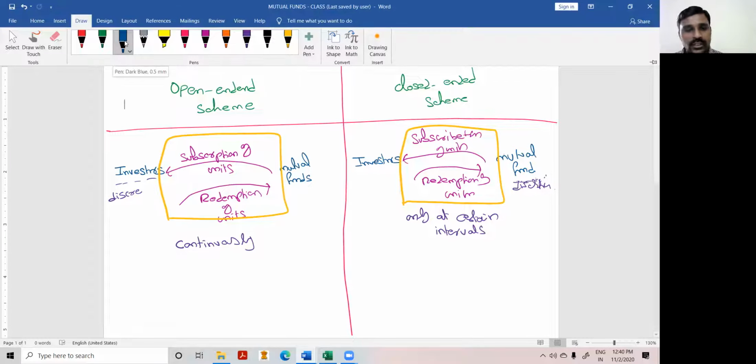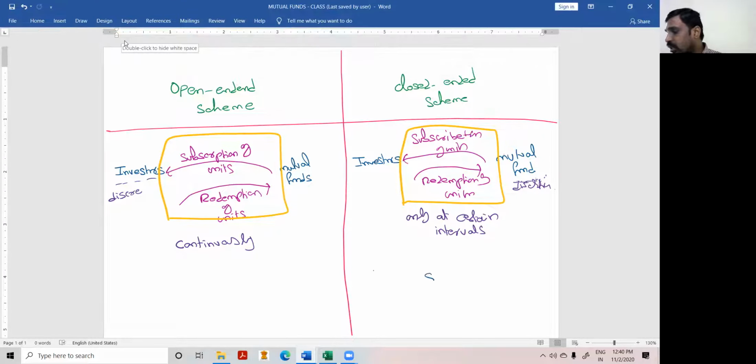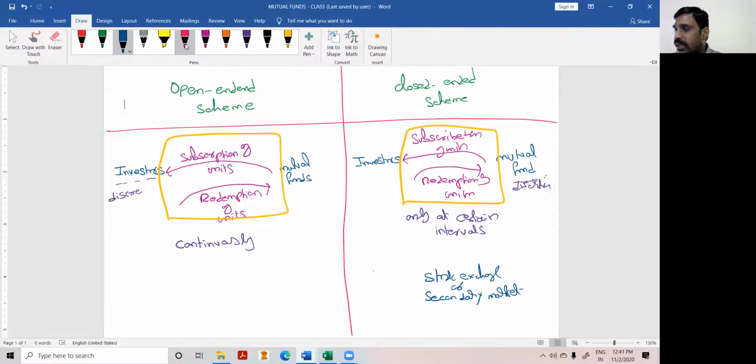If the investor wants to purchase and sell at a later point of time, what does he have to do? The units that have been issued will be listed in the stock exchange. It is not correct to call it a stock exchange. The appropriate word is secondary market. It may be outside the stock exchange also. It is called a secondary market.